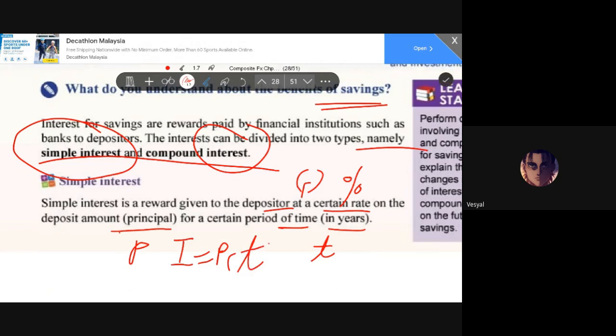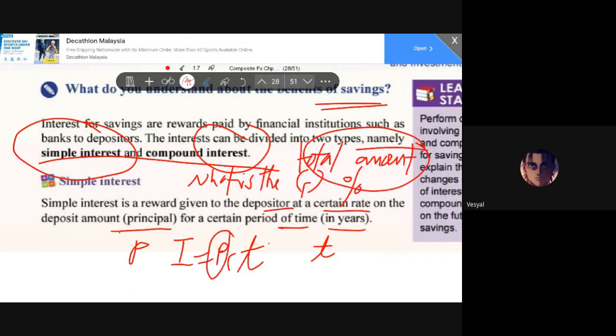One common mistake people make is when they ask you for the total amount, don't just find your I value. The I value is just telling you how much interest you get. So you need to add it back to your principal amount to find the total amount. That's one catch where they can trick you. So you can modify the formula. It will come like this: P plus PRT for total amount.